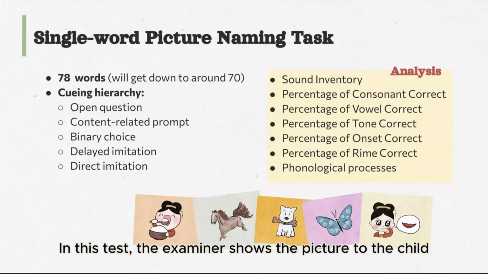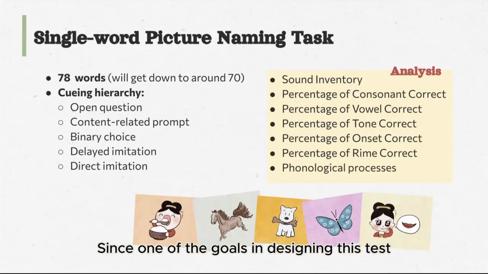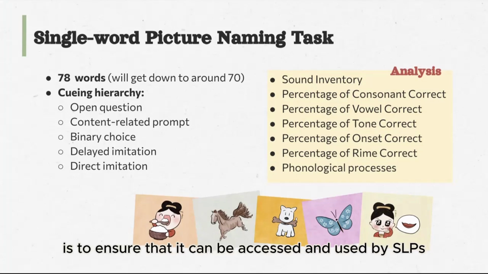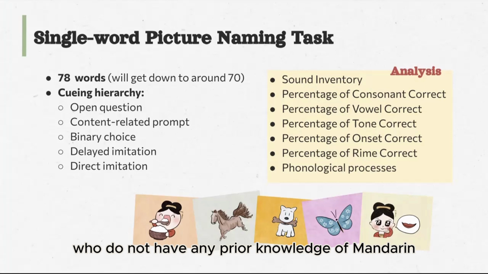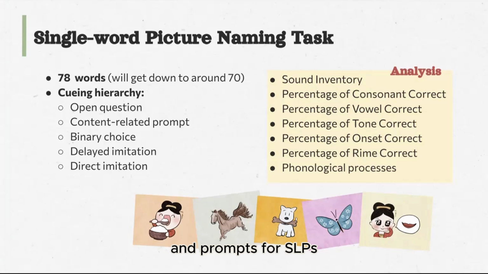In this test, the examiner shows a picture to the child and asks them to name the picture. The examiner will provide prompts following a specific cueing hierarchy. Since one of the goals in designing this test is to ensure that it can be assessed and used by SLPs who do not have any prior knowledge of Mandarin, I will provide pre-recorded cueings and prompts for SLPs who are not familiar with Mandarin and who do not have access to an interpreter.